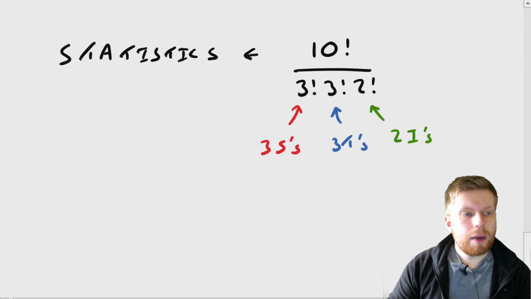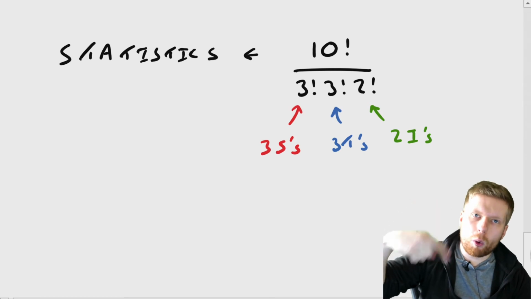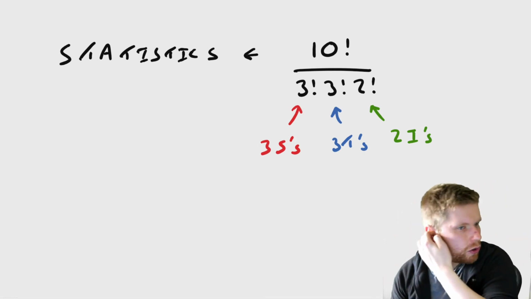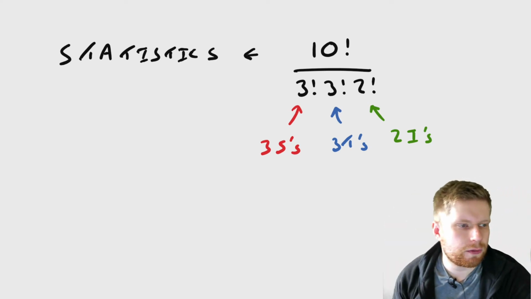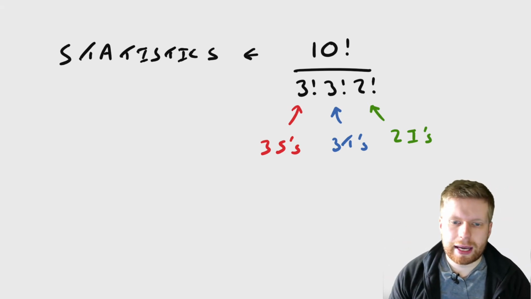However, in this case, because we have repeated objects, I need to remove the number of different ways of ordering those repeated objects so that I don't overcount them. Remember, if I switch those S's around, you're not going to notice a difference. If I switch the T's around, you're not going to notice a difference. If I switch the I's around, you're not going to notice a difference. Hence, I need to remove them from my count.